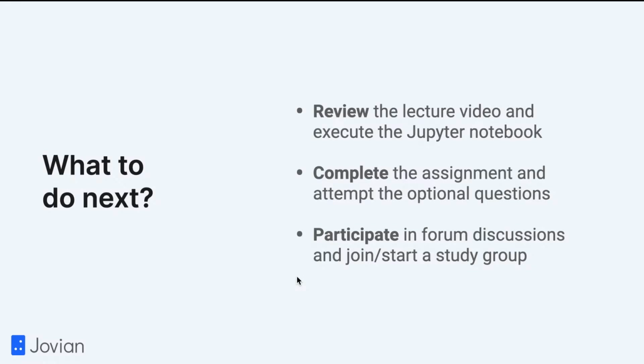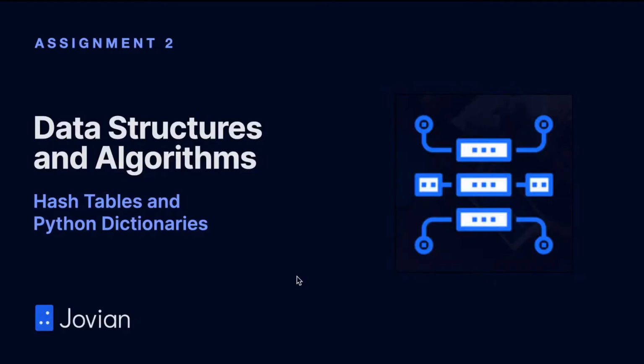And a great way to learn is also to start a study group. Get together with 4 or 5 of your friends, maybe have a Zoom call or 2 every week where you watch the lecture together, discuss different parts of the notebook, and even sit and work on the assignment together. It's perfectly okay to collaborate. Just make sure that you are writing the final code on your own and you're not copy pasting somebody else's work. So this was a walkthrough of assignment 2 of data structures and algorithms in Python.